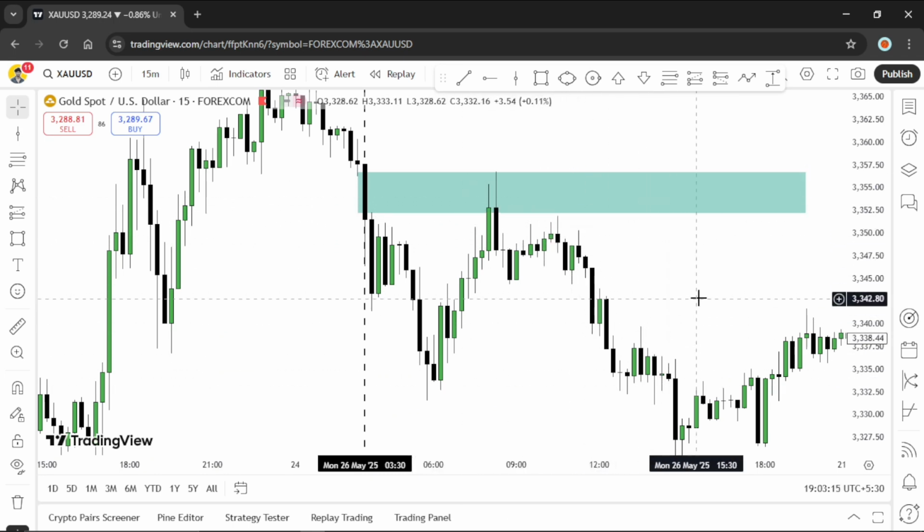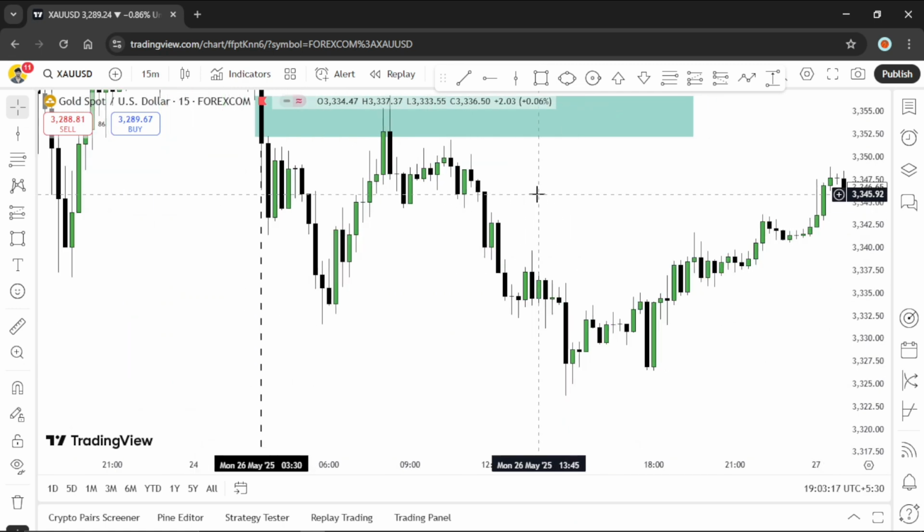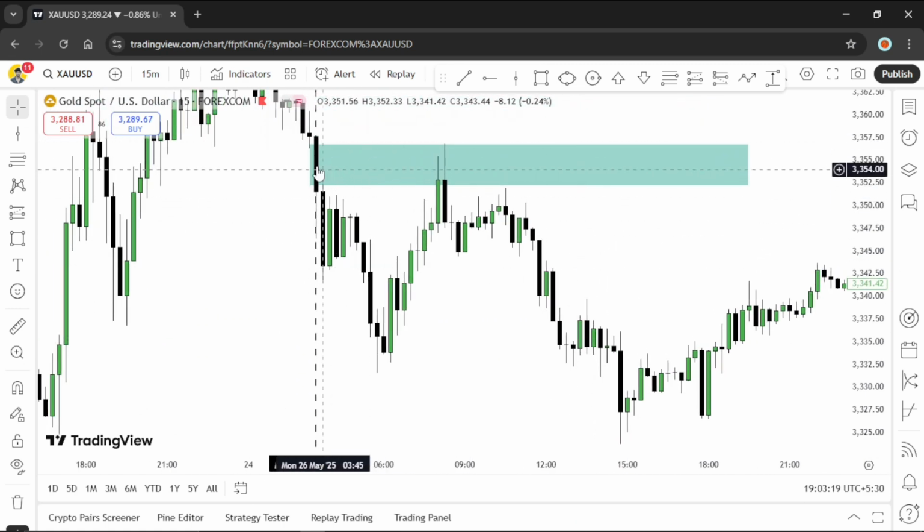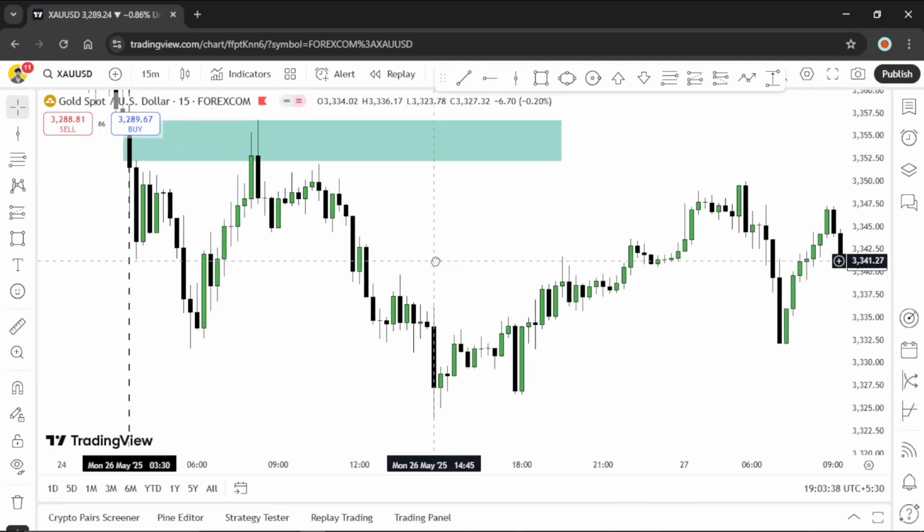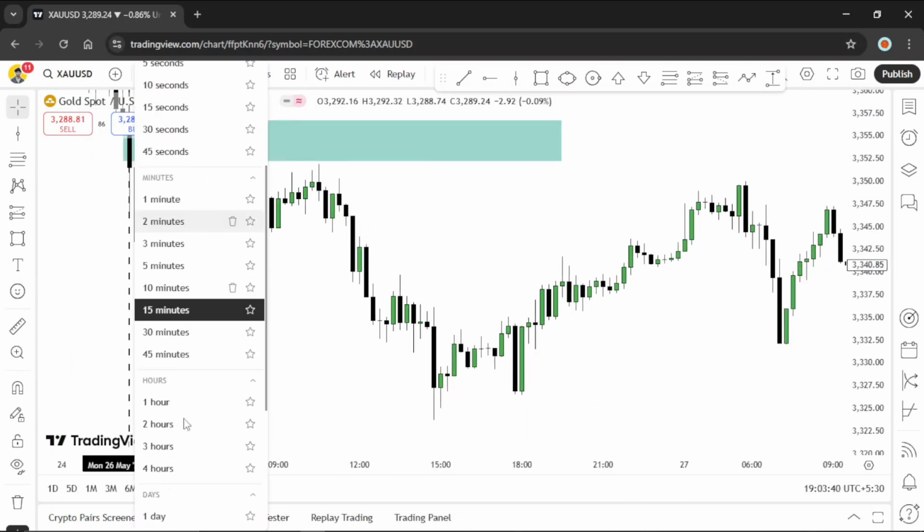So here we can see there is a fair value gap. By seeing this fair value gap, we can go for the sell side by correctly adjusting our position sizing and profit and loss. That is our SL and target. That is also very important while trading. So we can go for the sell side. Then we can switch to other areas to look at.